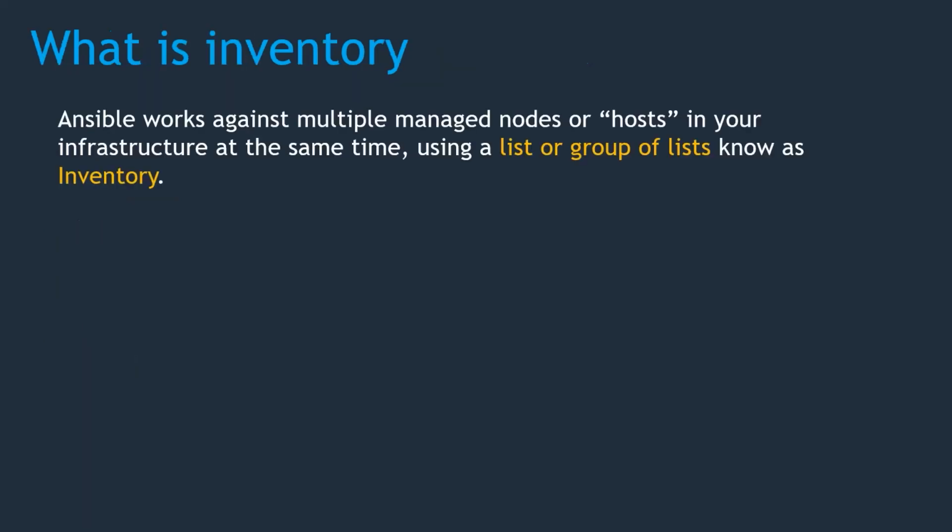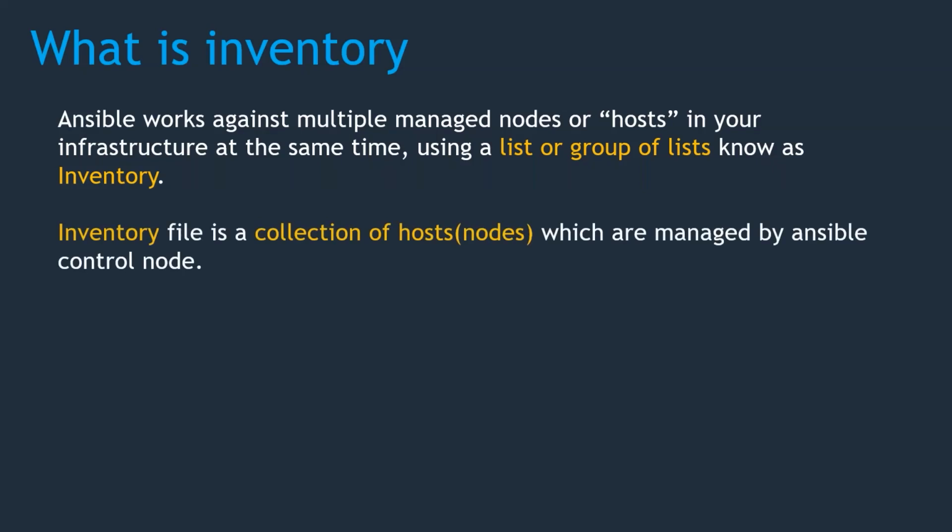Now we are going to talk about inventory. So Ansible works against multiple managed nodes or hosts in your infrastructure at the same time using a list or group of lists known as the inventory. So it is going to manage your infrastructure, whatever list of the systems are there in your hosts file or inventory file. Next, inventory file is a collection of hosts or nodes which are managed by Ansible control node. Of course, that is what we were talking.